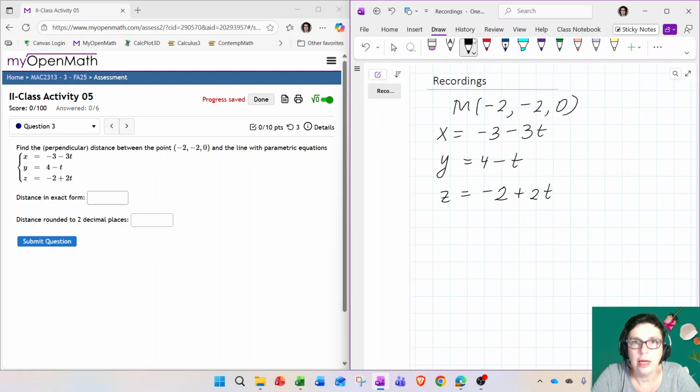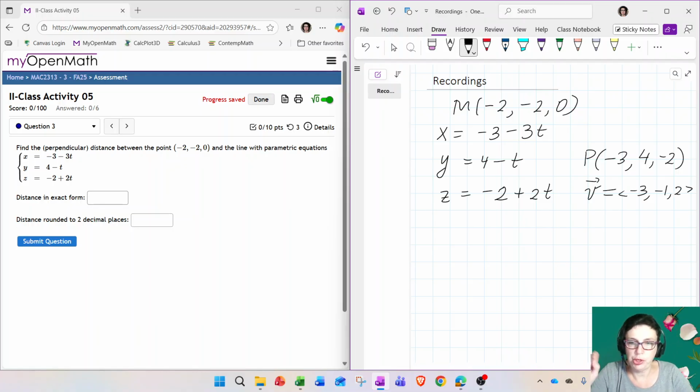Think of t as time; when time equals 0, you get this point, let's call it P, with coordinates -3, 4, -2. So we have a point on this line, and we also have a direction vector. How do we know what the direction vector is? Well, that would be the coefficients of t. So here we've got -3, -1, 2. That is the vector that shows which way the line goes.